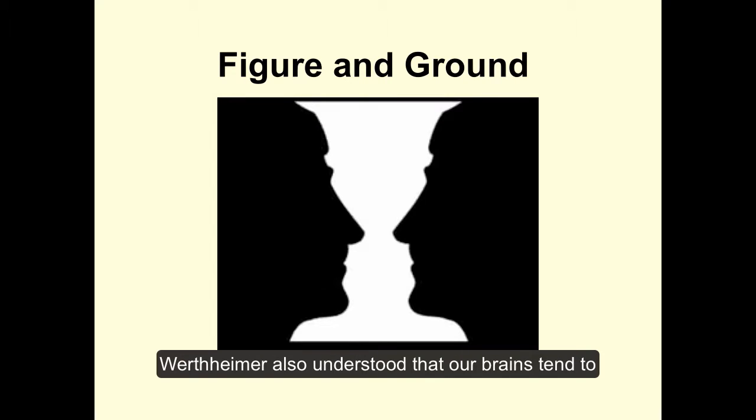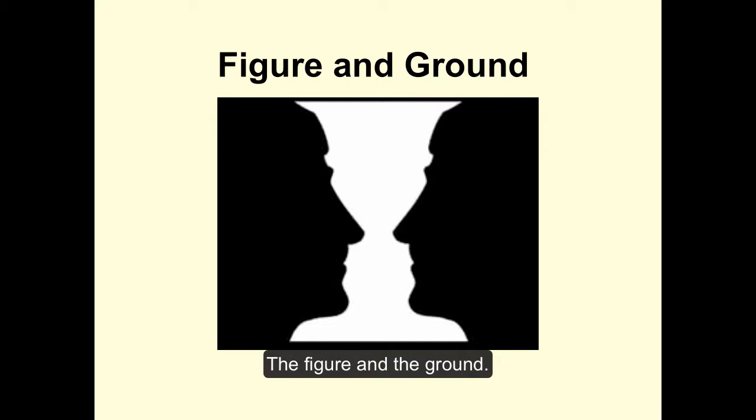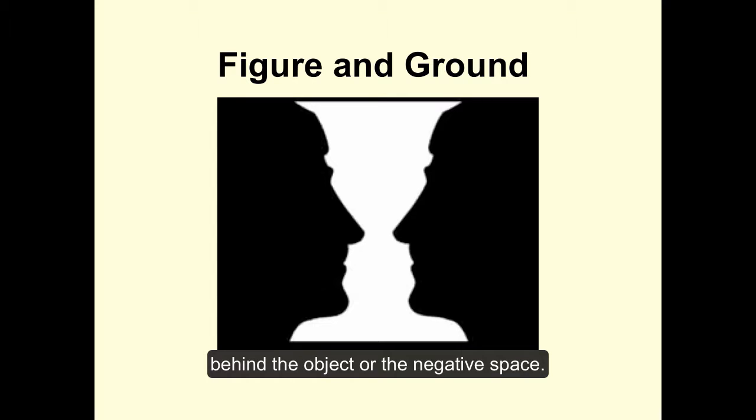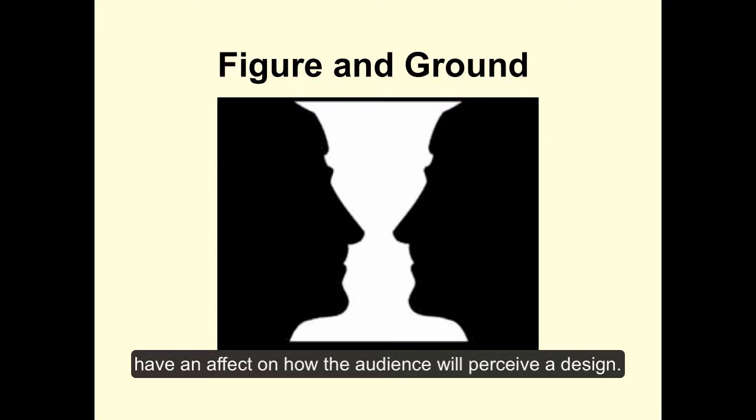So Wertheimer also understood that our brains tend to divide perceived objects into two main categories: the figure and the ground. Figure represents the objects that we are looking at, or the positive space, and ground is the background behind the object, or the negative space. So as designers, we need to be concerned equally with both figure and ground of every layout. One exists in relation to the other, and both have an effect on how the audience will perceive a design.